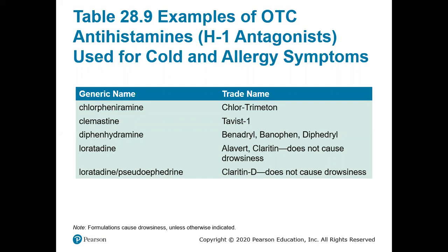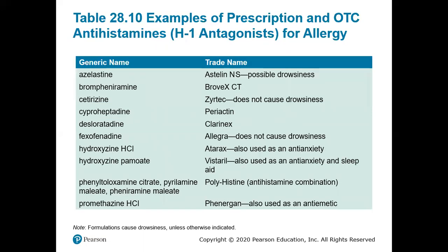Table 28.9 is on page 448 in the textbook. It details examples of over-the-counter antihistamines, which are H1 antagonists used for cold and allergy symptoms. Table 28.10 is also on page 448. This gives you examples of prescription and over-the-counter antihistamines, H1 antagonists for allergy.